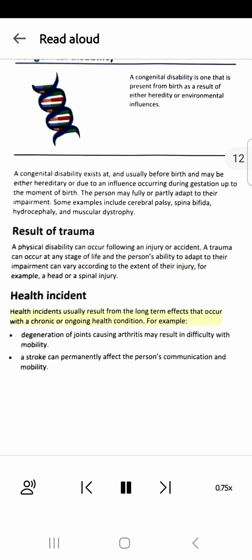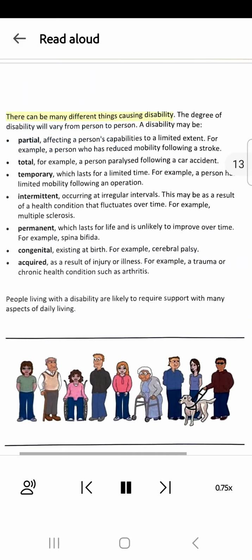Health incident. Health incidents usually result from the long-term effects that occur with a chronic or ongoing health condition. For example, degeneration of joints causing arthritis may result in difficulty with mobility. A stroke can permanently affect the person's communication and mobility. Slide 9. There can be many different things causing disability. The degree of disability will vary from person to person.